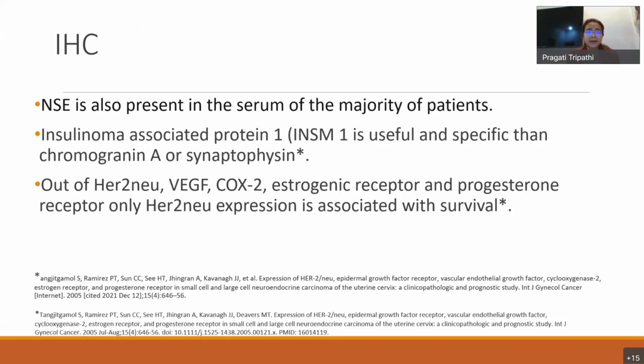There is a study that was done to evaluate the HER2/neu, VEGF, COX-2, estrogen, and progesterone receptors on the survival in patients of high-grade neuroendocrine cervix. And only HER2/neu expression was associated with the prognosis, where it was seen that negative HER2/neu expression had shorter lifespan.